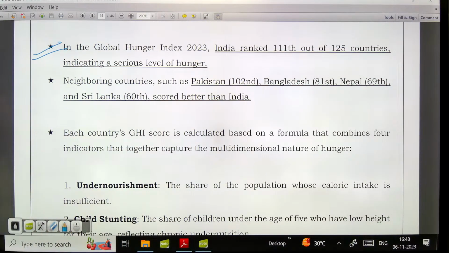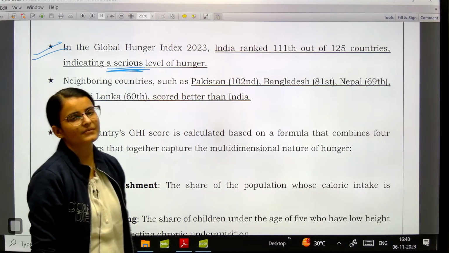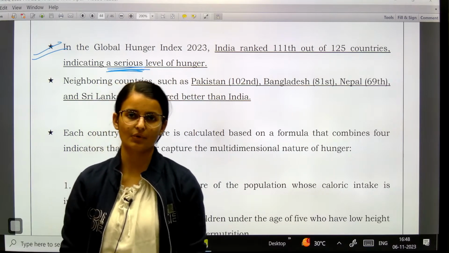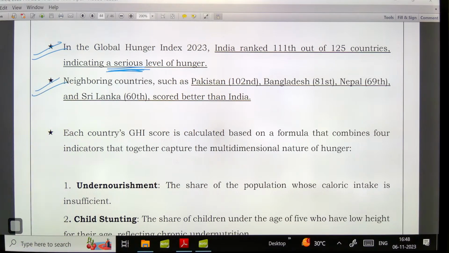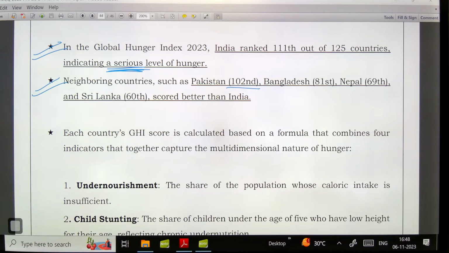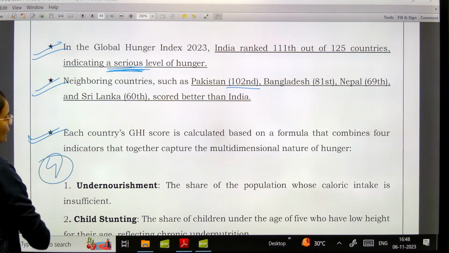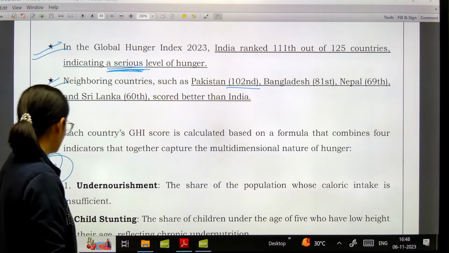0 implies no hunger. In the Global Hunger Index 2023, India ranked 111th out of 125 countries, indicating a serious level of hunger. So it can be asked that India is facing what level of hunger as per the Global Hunger Index report. So it is under the category of serious level of hunger. Neighboring countries such as Pakistan, which has been ranked 102, Bangladesh 81st, Nepal 69th and Sri Lanka 68th, scored better than India. And each country's GHI score is calculated based on a formula that combines the 4 indicators. So there are 4 indicators. What are these? These are undernourishment, stunting, child wasting and the fourth is what?